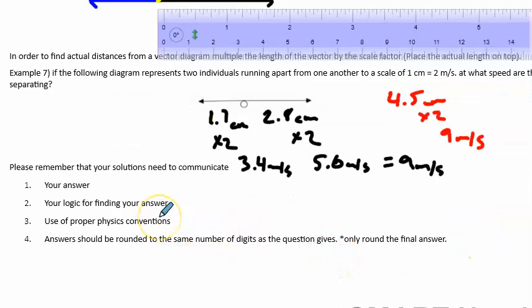Remember, in all our solutions, you're going to need to include your answer, as well as your logic for finding your answer, whether that be adding the vectors together or whatnot. Make sure you're always using proper physics conventions, and the answer should be rounded to the same number of digits as in your question.